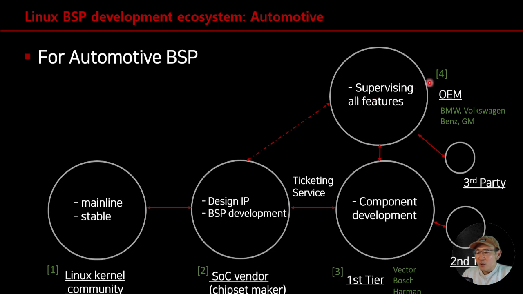Those 4 players make up the ecosystem of Linux BSP development. And one of the most important players in the Linux BSP ecosystem is the OEM. The OEM supervises all of the features. They can control the schedule. They can control all of the features or specifications of the product.